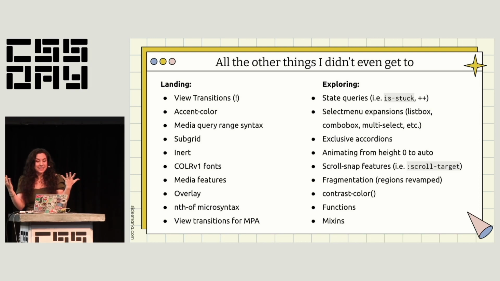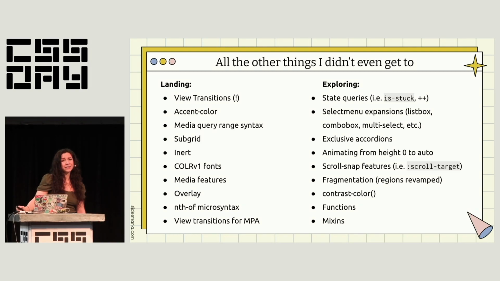Select menu expansions, like what comes next, list box, combo box, multi-select. Exclusive accordions, which is getting implemented right now, so you can open one at a time. Animating from height 0 to auto, which is in exploration. Scroll snapping features, like scroll target. There's also, I didn't even talk about scroll end and scroll start. Oh, there's so many things. Fragmentation is getting a revamp and another look, it used to be regions, fragmentation's the current iteration of that.